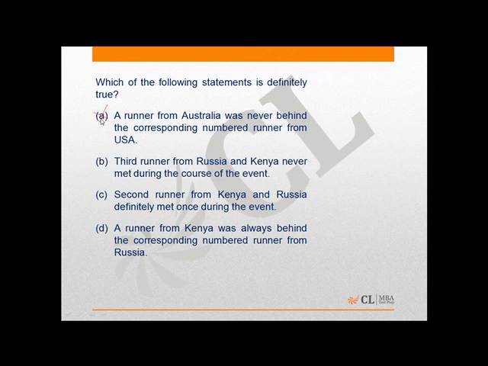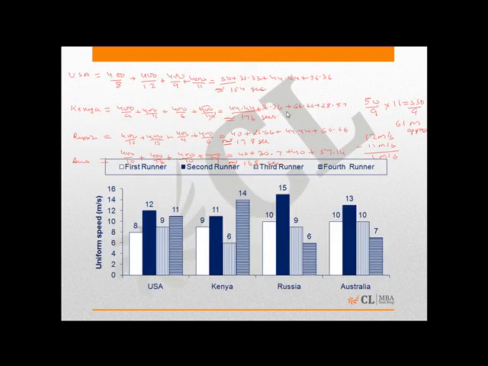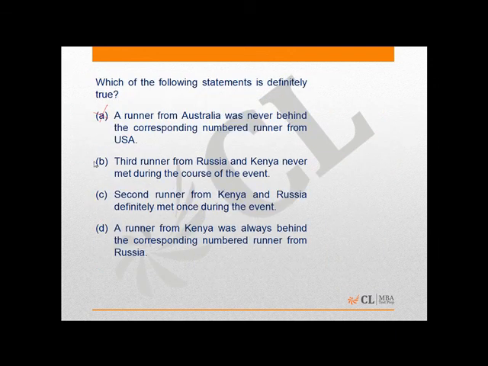If I look at the second statement, the third runner from Russia, who took 44.44 seconds, and Kenya never met during the course of the event. Let's compare. First runner from Russia took 40 and first from Kenya took 44. Russia was ahead. Second took 36.6, he took 26.6, he was again ahead. Third took 66.6, third took 44.4, he was again ahead. That means the runner from Russia was always ahead. The first three runners from Russia were always ahead of their corresponding runners from Kenya. That means the second statement is true.